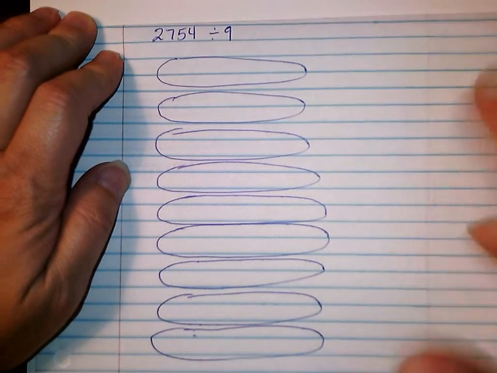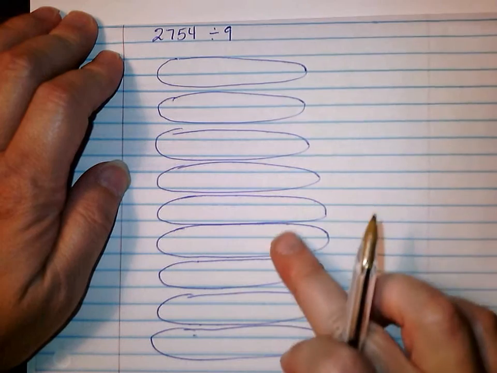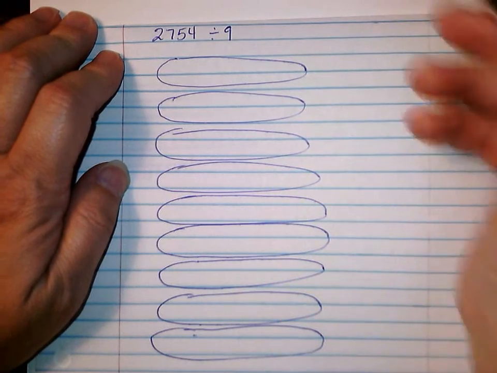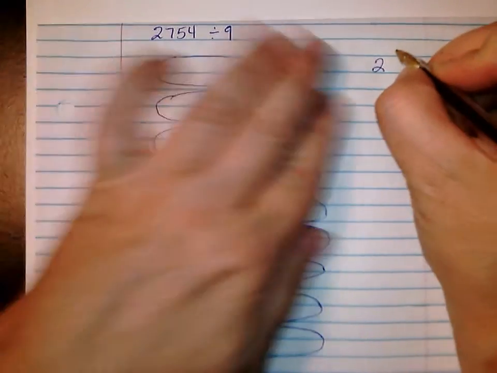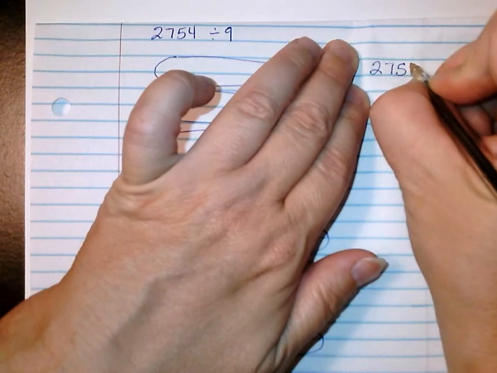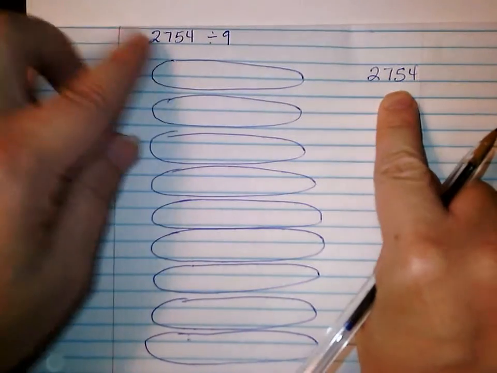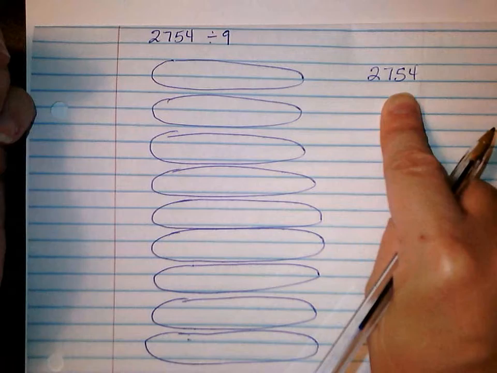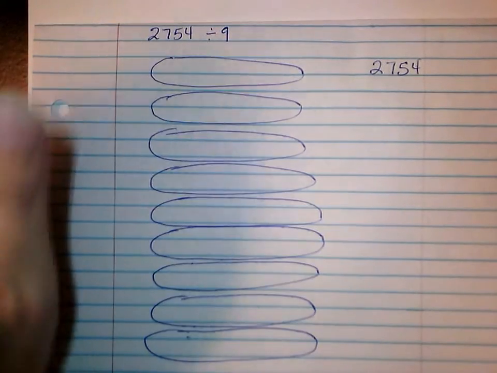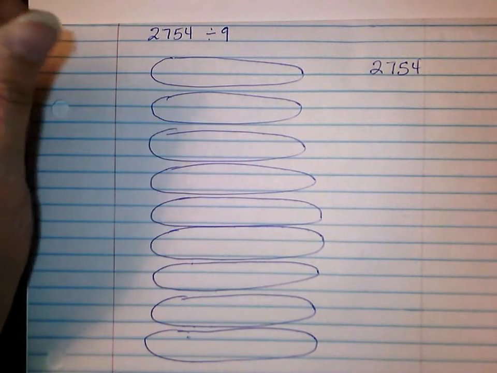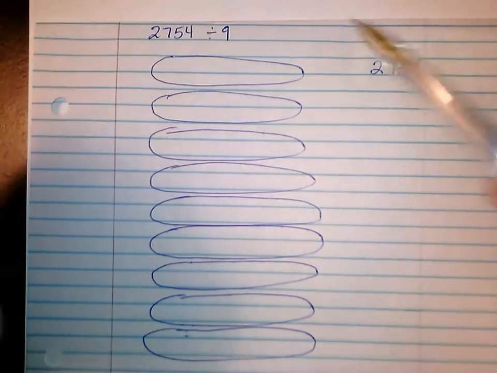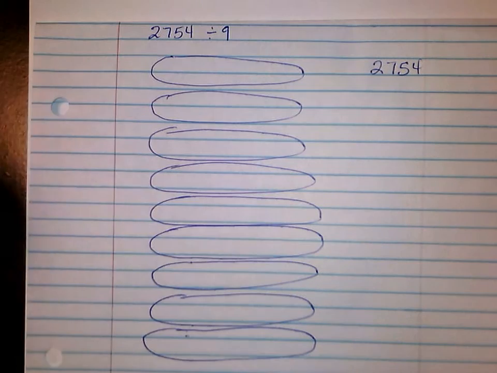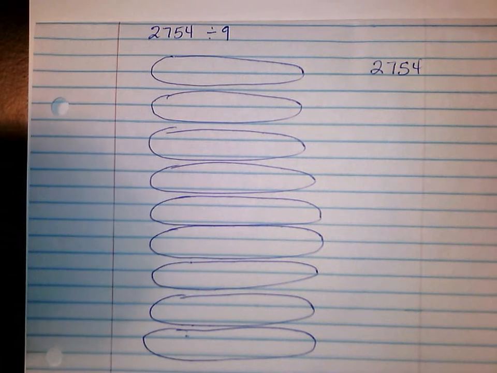Okay. 1, 2, 3, 4, 5, 6, 7, 8, 9. Now over here on the side, I'm just going to keep track of my total, and I'm going to subtract from my total how much I put in each one of the groups, because I'm not going to draw one individual dot for each one of 2,754.